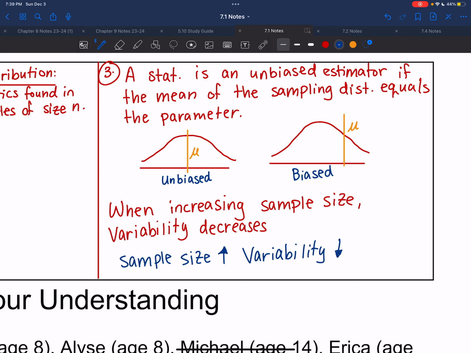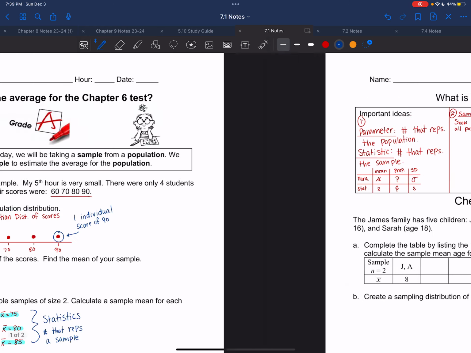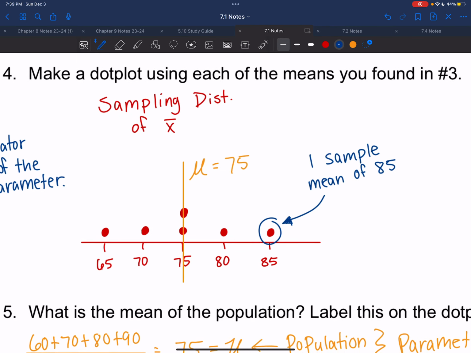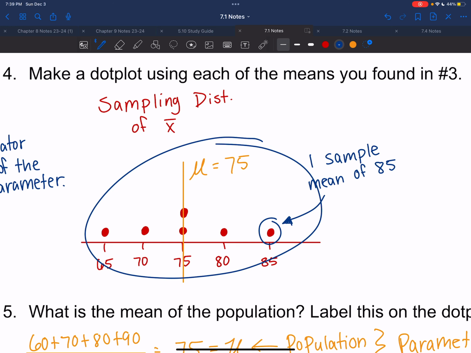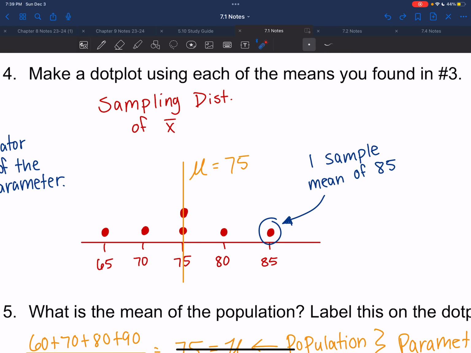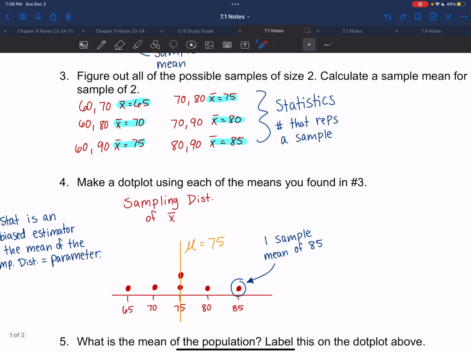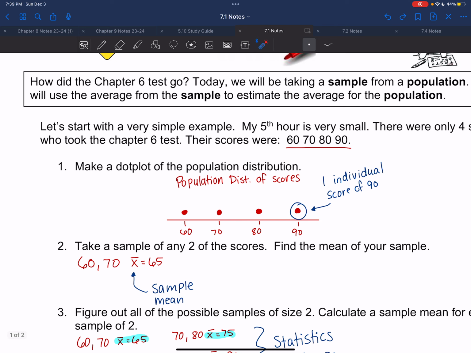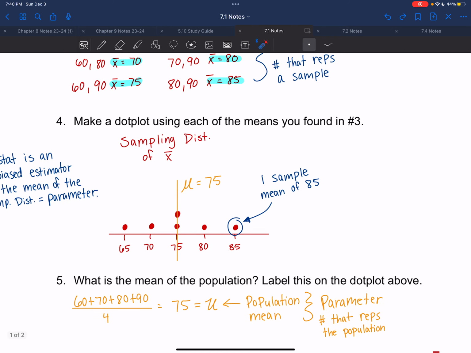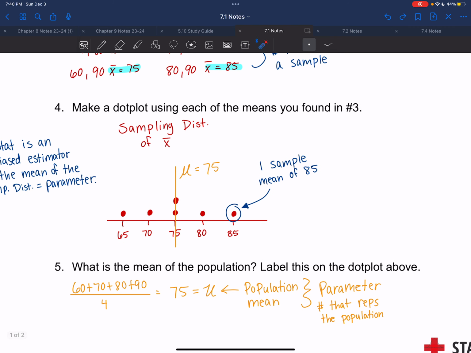Okay? And so what I mean by that is, I'm going to go back one more time. We have a sampling distribution for samples of size 2 right here on question 4, right? Now, what if we took samples of size 1? Well, we would have numbers ranging from 60 to 90, right? So our numbers would go further down and farther up on our sampling distribution. But we took size 2, and that made it a little bit smaller, 65 to 85.